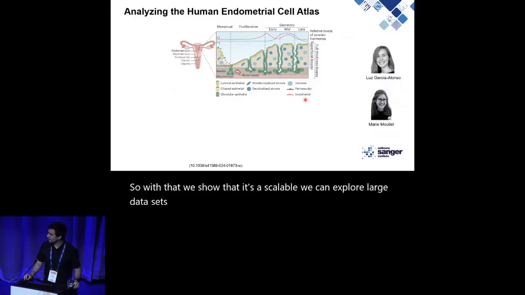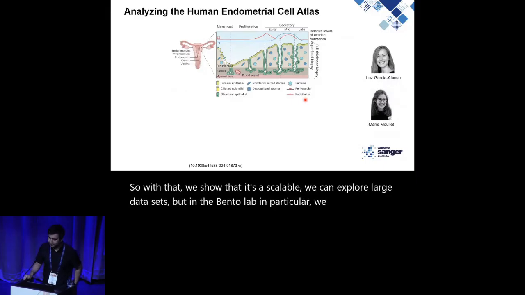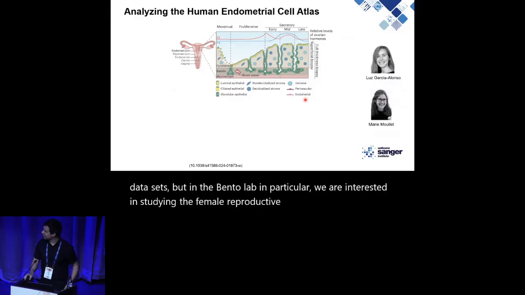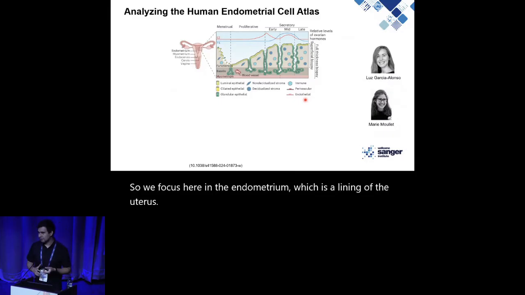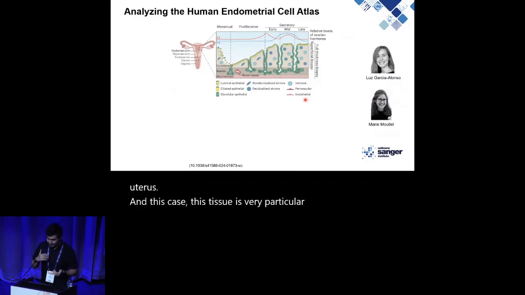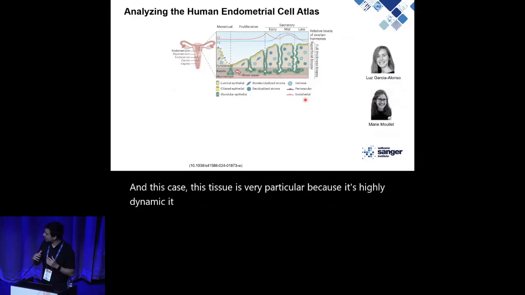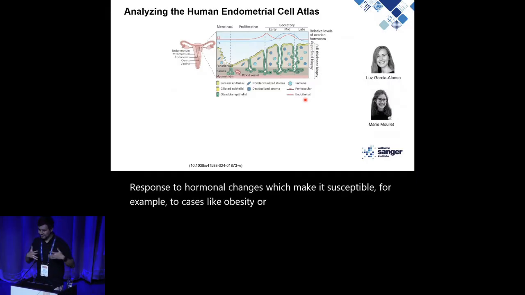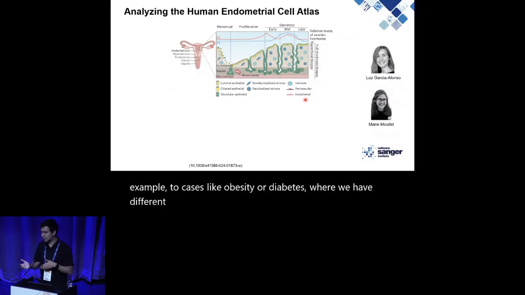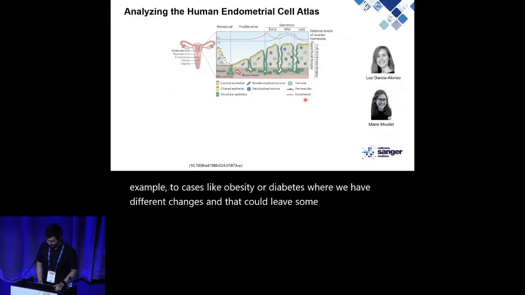But in the Bento lab, in particular, we are interested in studying the female reproductive system. So we focus here on the endometrium, which is the lining of the uterus. This tissue is very particular because it's highly dynamic. It changes a lot across the menstrual cycle, and it responds to hormonal changes, which make it susceptible, for example, to conditions like obesity or diabetes, where we have different changes that could lead to some reproductive dysfunctions.